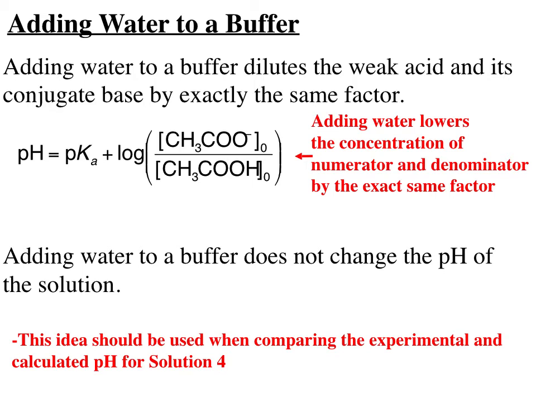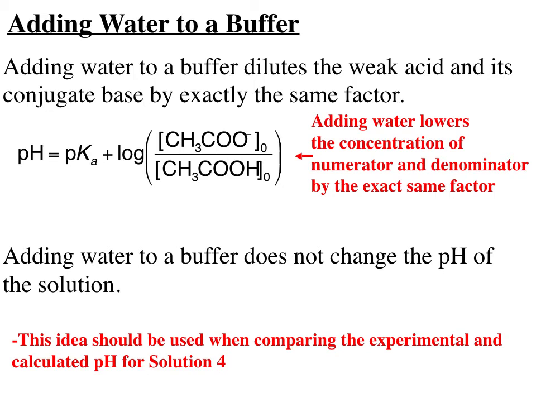So there is no factor that goes into the expression because it cancels, because the same number is present in the numerator and the denominator. So adding water to the buffer does not do anything to that logarithm term, and therefore does not do anything to the pH of the solution. So the pH should be unaltered when you add water to a buffer.